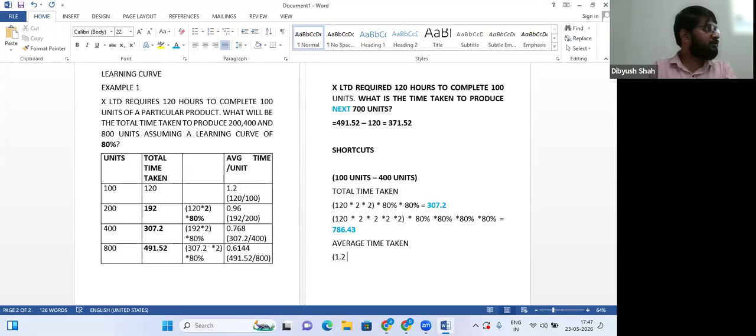So see, 100, it was 120. So 1.2. First double, it became 80% of what it was. That is 0.96. You can check the calculations later. Second double, it became 80% of that. And fourth double, it became 80% of that. You can directly calculate. You don't need any calculator if you are very good.